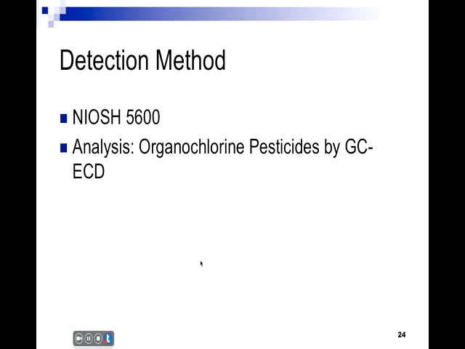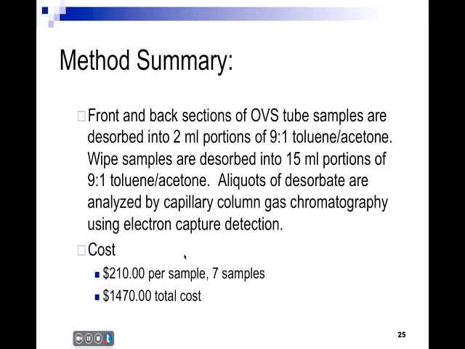Now, the detection method was also a NIOSH method, NIOSH 5600, which is an analysis for organochlorine pesticides by gas chromatography and electron capture detector. What this method consists of is we would cap and send the OSHA versatile sampler tubes to a contract laboratory. We used Datachem in Salt Lake City in this case. They were desorbed with a solvent which consisted of toluene and acetone, and aliquots were injected into a gas column on the gas chromatography, and were analyzed using electron capture detection.